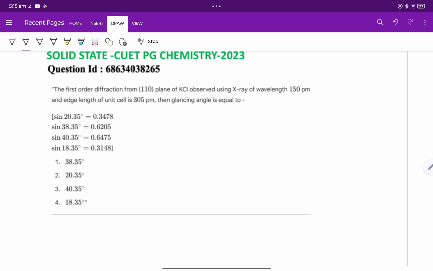So the key concept used here is the Bragg's equation. Students, you should identify the key concept first. If it is the Bragg's equation, you should memorize that equation, which is n lambda equals 2d sine theta, and you are asked to determine the theta value. So if I rearrange, sine theta is equal to n lambda divided by 2d.